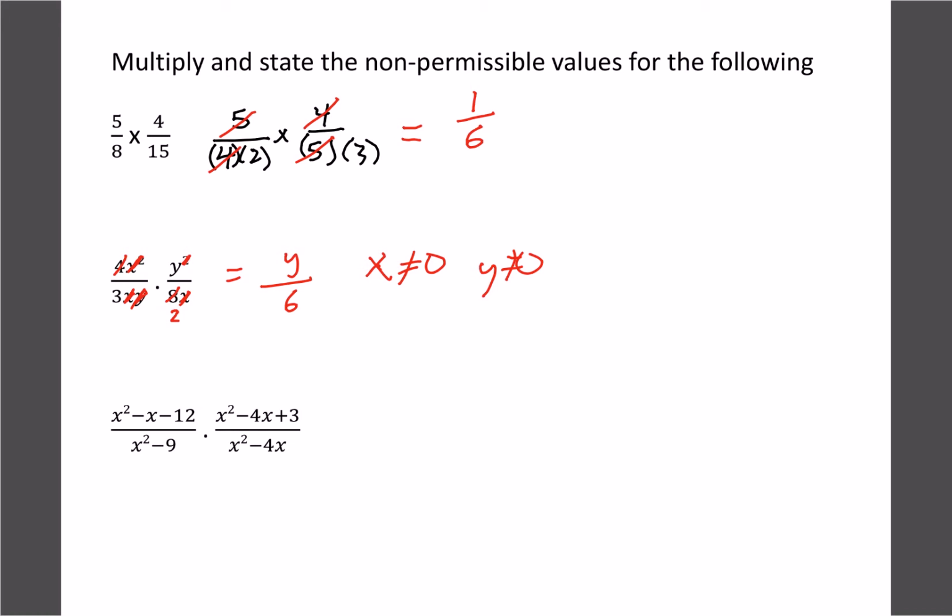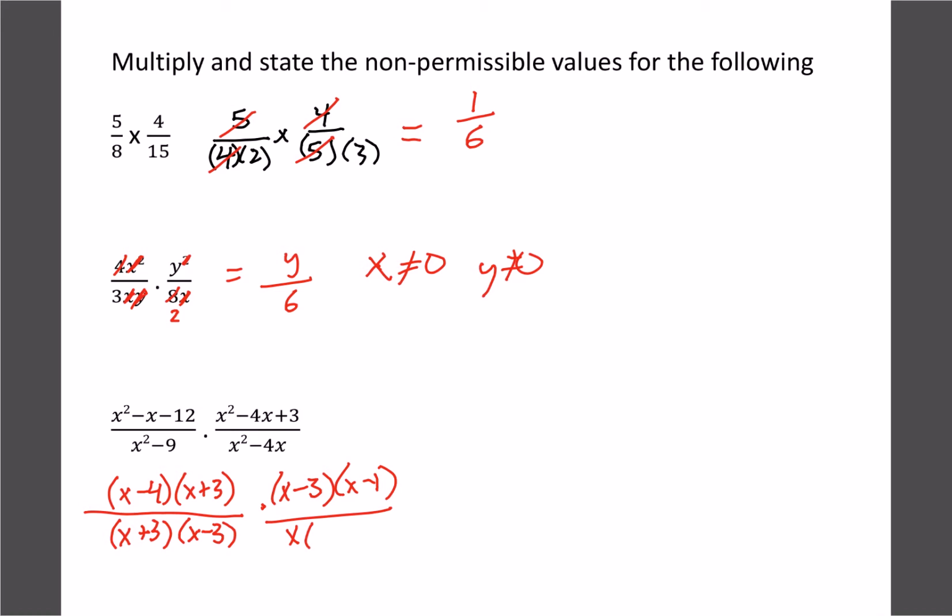So remember, our first step is factor if possible. So this first one, if we factor the tops, we would have 4 and 3. So we want minus 4 and plus 3. That'll give us the correct sum and product on the top. Our bottom, we have x squared minus 9, so we want plus 3 and minus 3 to give us a sum of 0. And then we do the same thing for our second fraction. We'd have minus 3 and minus 1. Those will add up to negative 4. And then on the bottom, we just want to factor out an x. So we'd have x minus 4.